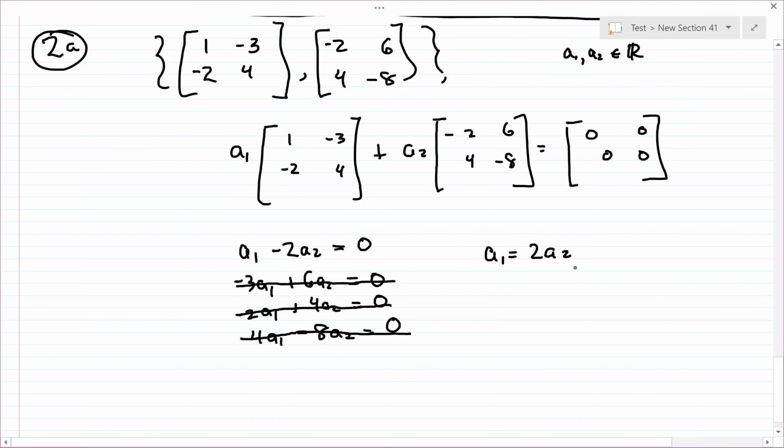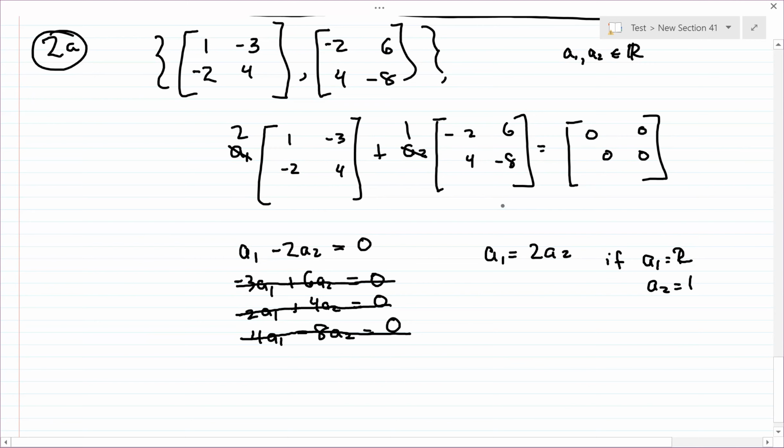There are many solutions like that. So if I pick A1 to be 2, then what would A2 be? 1? Okay, so it looks to me that if I pick this to be 2 and I pick this to be 1, that would give me another solution of this. Let's check. 2 times 1 is 2, minus 2, that's 0. Minus 6 plus 6, still 0. Minus 4 plus 4, 0. 8 minus 8, 0. Yeah, okay, so this is a solution.